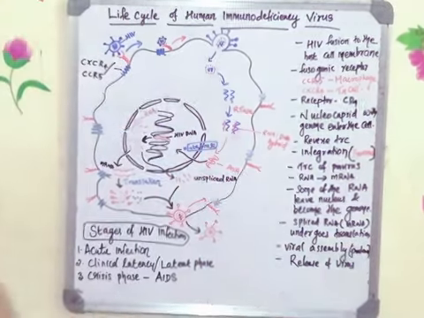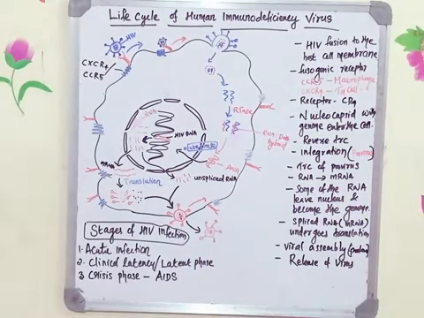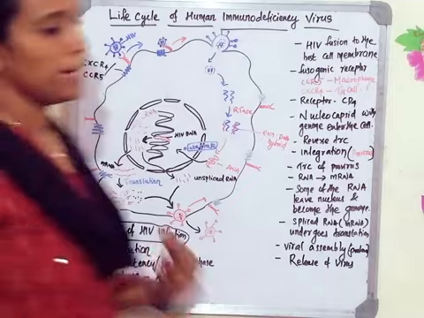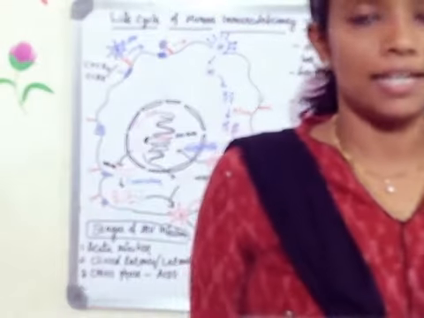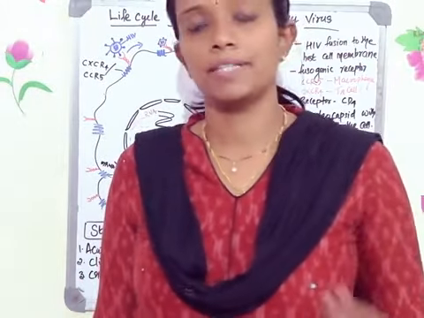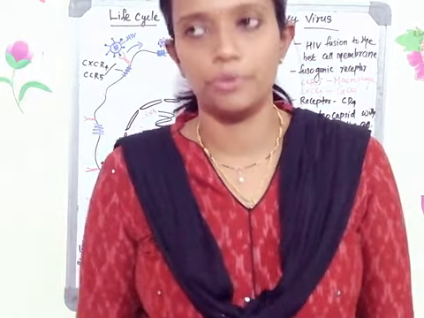So when you talk about the life cycle of human immunodeficiency virus, wherever you have heard about HIV, you would have heard that the HIV virus binds to a receptor which is present on the T cell. Those receptors are known as the CD4 receptor. Yesterday also I told you.